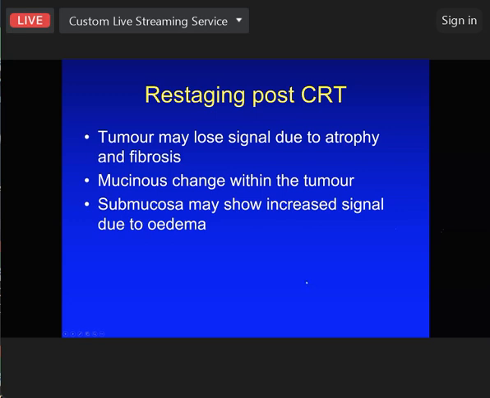Restaging post-chemorad. Tumor tends to lose signal after chemorad, and it's due to atrophy of the tissues and fibrosis. But you may get another change. You may get mucinous change within the tumor. So a tumor which originally was not mucinous, i.e. not high signal on T2, may, as a response to treatment, become mucinous. And this is a good prognostic sign. Also, the submucosa may show increased signal due to edema as an effect from the radiotherapy.